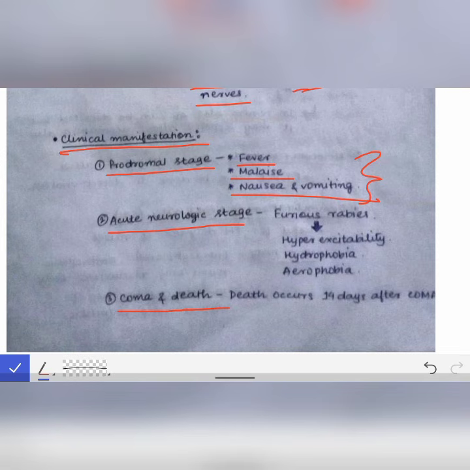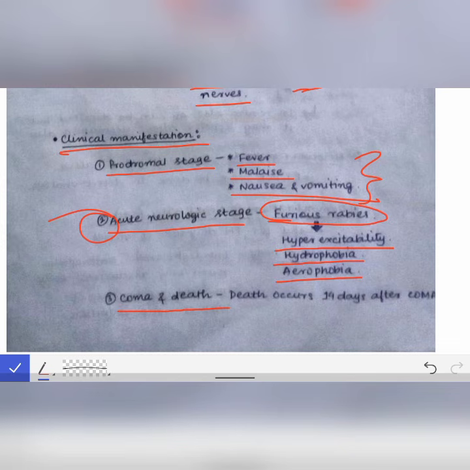Next comes the acute neurologic stage. This stage sets in when furious rabies occurs. What is furious rabies? Furious rabies is characterized by symptoms of hyperexcitability, hydrophobia, aerophobia, etc. When these signs appear, that is characterized as furious rabies, and the stage is called the acute neurologic stage.